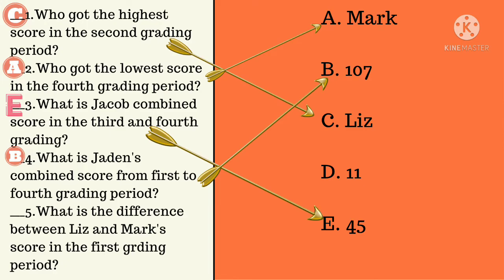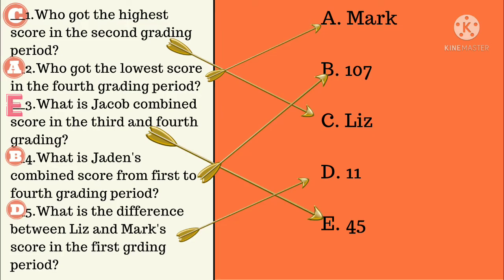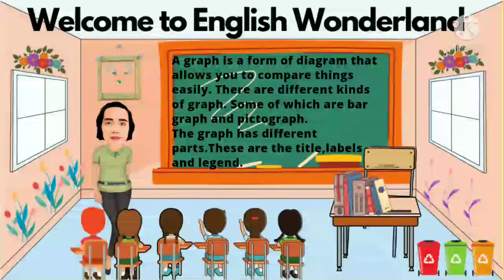Number 5. What is the difference between Liz and Mark's score in the first grading period? Is your answer letter D? Great work. So remember, kids, a graph is a form of diagram that allows you to compare things easily. There are different kinds of graph, some of which are bar graph and pictograph.